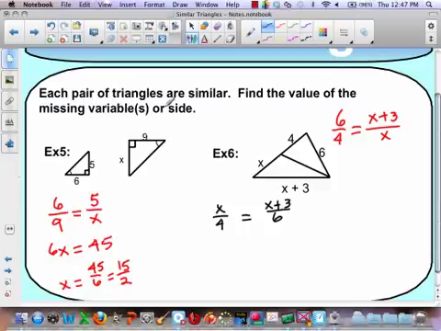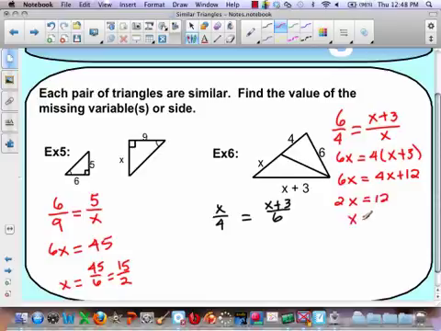The way a lot of you set up your problems on your homework tonight might not be the same way that I'll model it for you tomorrow. But what's important is that you get the same cross products. So I get 6x equals 4 times x plus 3, or 4x plus 12. All right, questions on that?